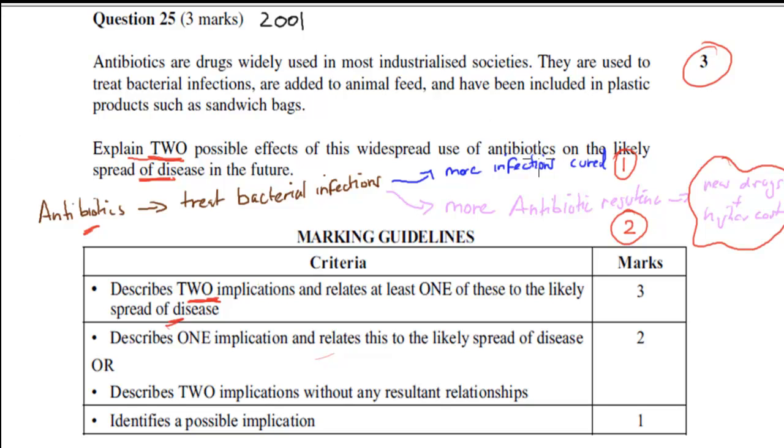One of them was that, especially in the short term, we'll have more people being cured of their infections because more people are using antibiotics. But in the long term, the bacteria become resistant to the antibiotics, which means we need to develop new drugs and put in more money to make that happen. So that's basically what I'll go through in my sample answer.